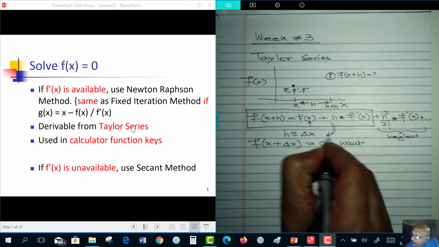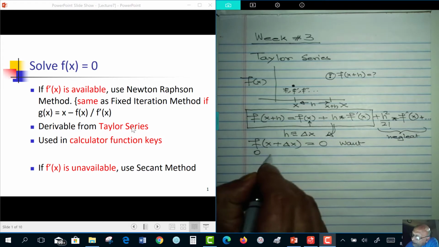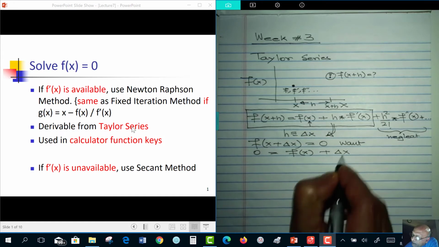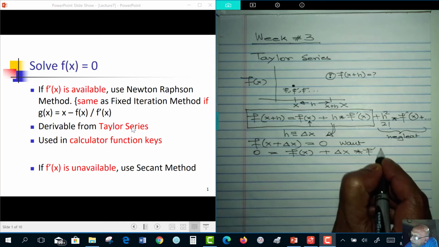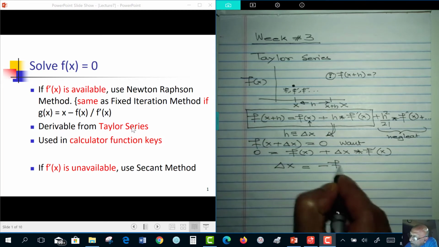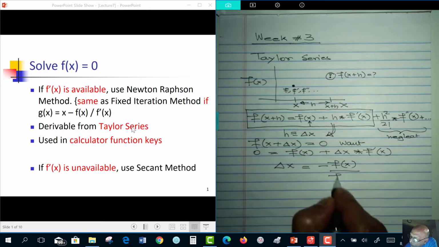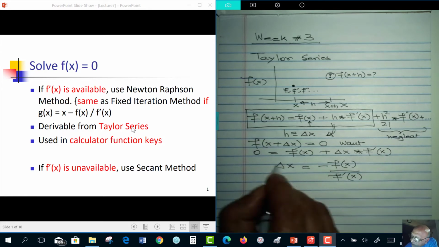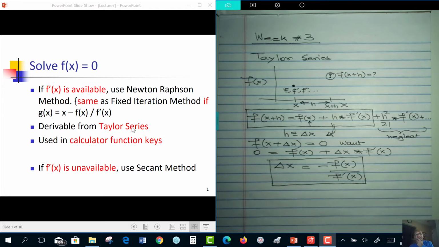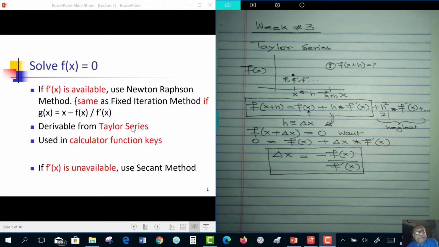So if we look at the Taylor series, therefore, the Taylor series says 0 is f at x plus delta x times f prime x. So delta x therefore becomes minus f over f prime at x. So this is what we found about the Newton-Raphson method. So you can see it is easily derivable without looking just at geometry, but we can derive it from the Taylor series.